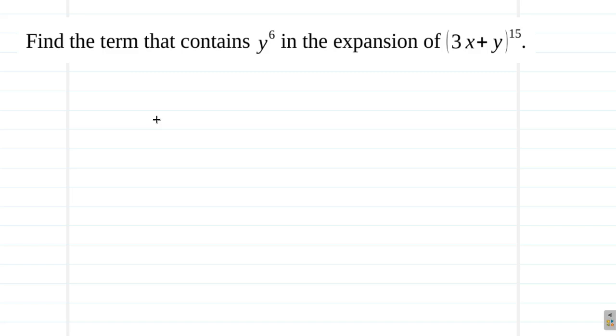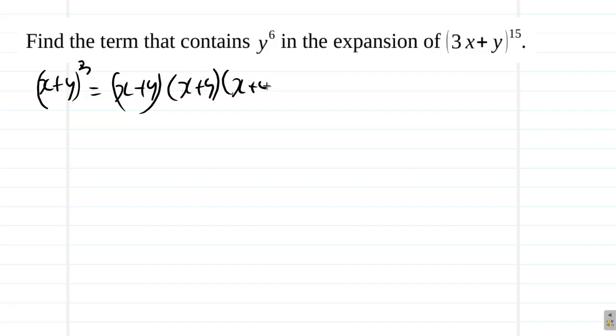Alright? Now, it's good to remember what the binomial theorem says. But if you don't, or you're not sure exactly what it is, one thing you can do is say you have (x + y) cubed and expand that and look at the pattern. So (x + y) cubed would be (x + y) times (x + y) times (x + y).